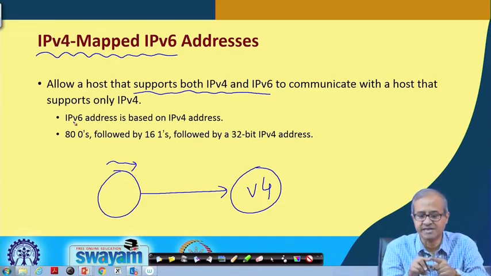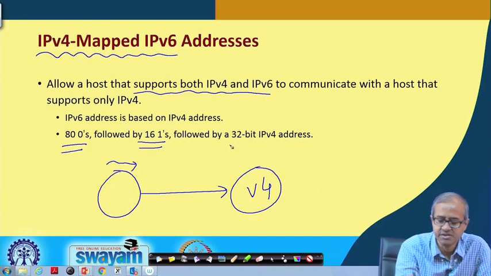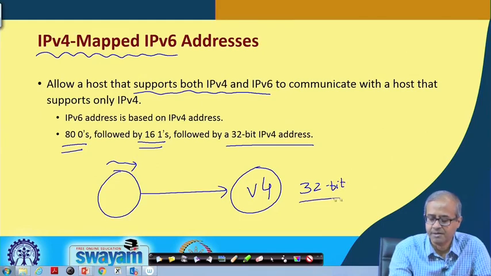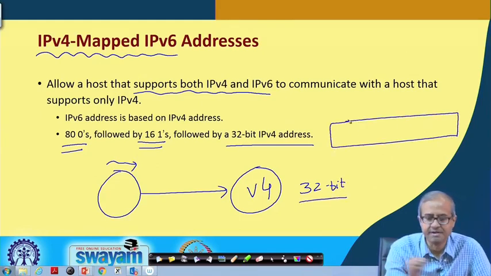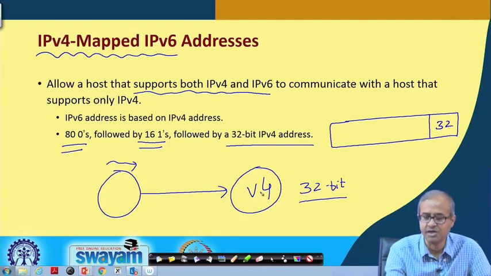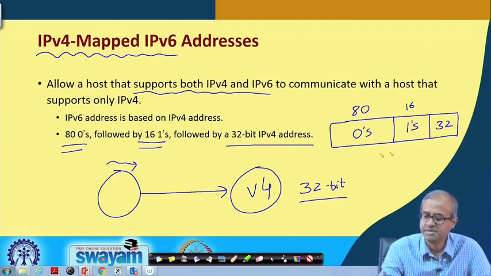kind of an IP version 6 address which is formed like this: 80 zeros followed by 16 ones followed by a 32-bit IP version 4 address, because the person you are sending to is an IP version 4 network, which means it will have 32-bit IP addresses. So, in this 128-bit address that you will have to prepare, the last 32 bits will contain the actual IP address of the destination, IP version 4. Then there will be 16 ones, and in the first part there will be 80 zeros.